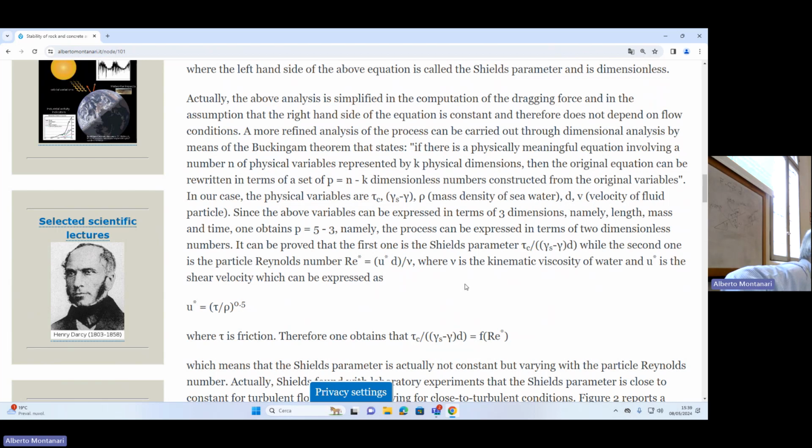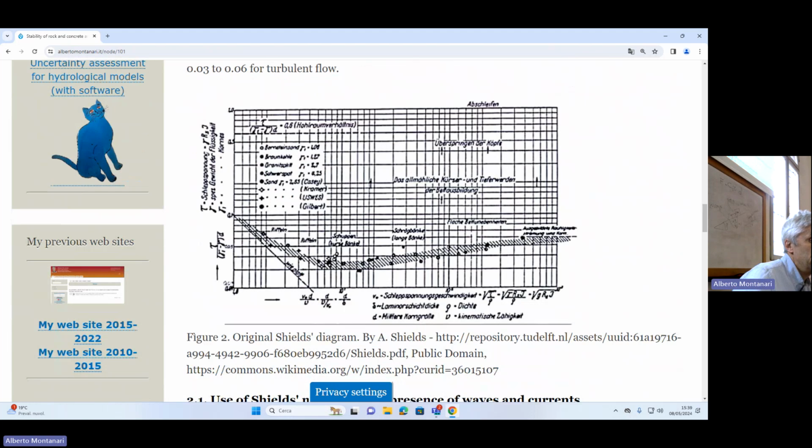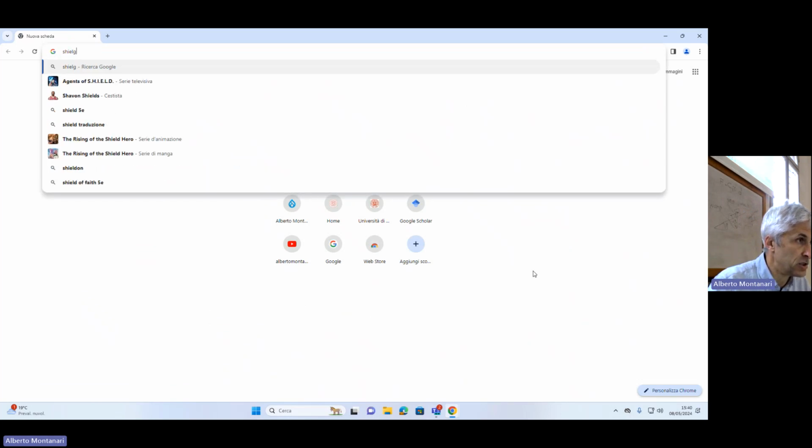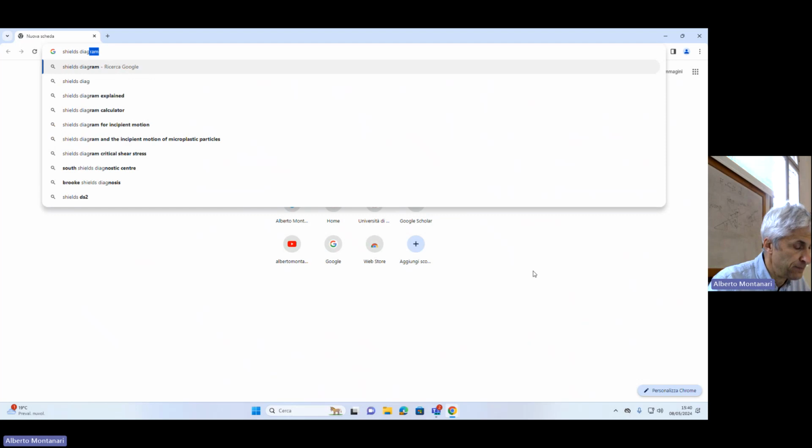He went into a flume, and the flume was inclined, and he got this graph here. This is the original graph by Shields. In the vertical axis you have the Shields parameter, and in the horizontal axis you have the Reynolds number. Now, this is the original graph. It's barely readable, but I had to include it here because it is free, it is open access. But in order to better understand the shape of this graph, it's better if we look at another figure on the web, which is for sure not open, because I couldn't find any clearer figure that is open, unless it became available recently.